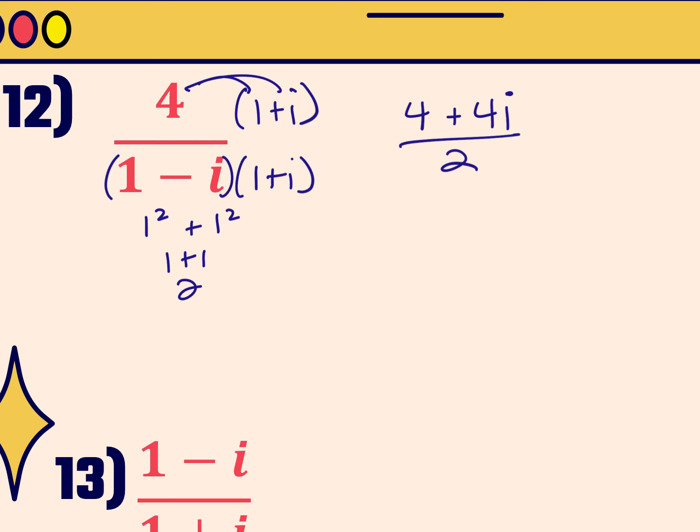Now, if you can reduce this, you need to. So all 3 of these spots have to be divisible by the same thing, and they are. They're all divisible by 2. So 2 goes in here once, twice, and twice, and I end up with 2 plus 2i.